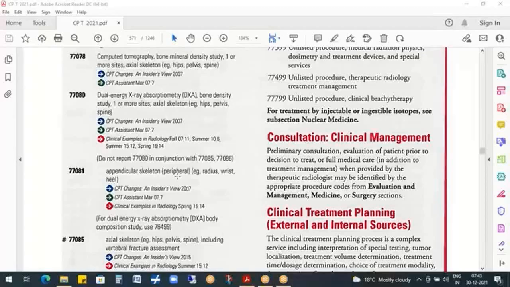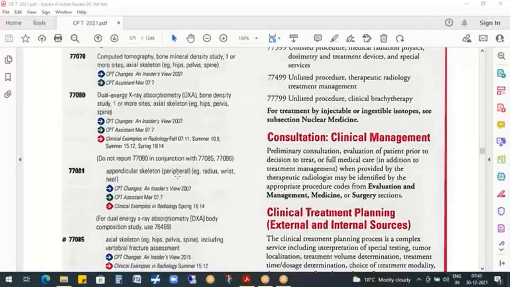Why? Because in the code description, if you notice, one or more sites is there. If one body part or more than one body part from the axial skeleton is examined with the help of a DEXA scan, we need to report only one time. Is the concept clear, everyone?